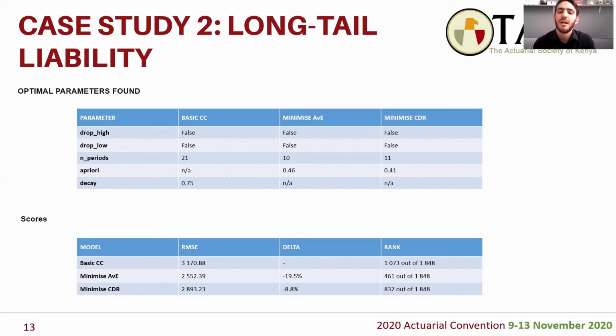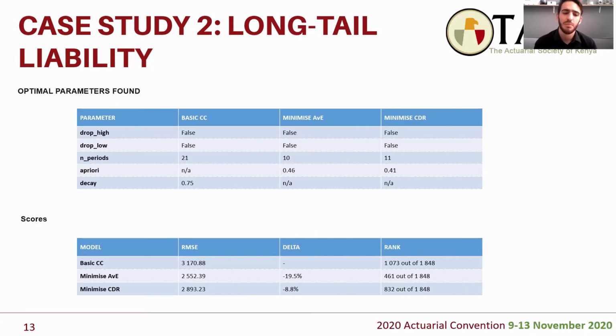And then looking at minimizing the CDR result, the far right column of the top table, we see it chooses very similar. Again, we don't drop high or low loss development factors, and we calculate our loss development factors over the most recent 11 accident periods, so quite similar to minimizing the AVE. And again, we choose the BF method with an a priori loss ratio of 41%.